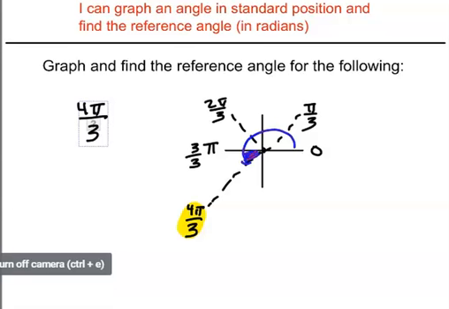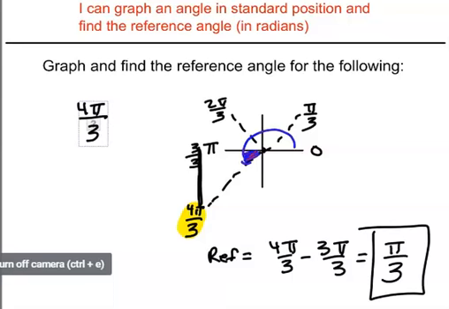So just like before, I'm going to go up to the x-axis, and a reference angle is how far that angle is from the x-axis. So my reference angle is like a distance. I'm going to take the bigger number minus the smaller number, and I get 1/3 pi.